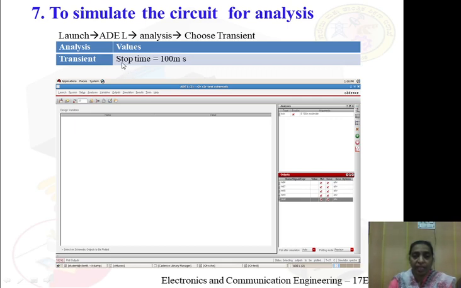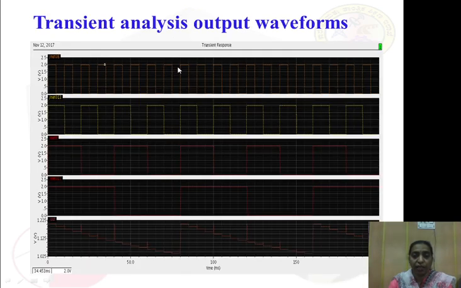For the transient analysis, the stop time is given as 100 milliseconds starting from 0 seconds. The waveforms are observed like this, that is D0, D1, D2 and D3. D0 is given an on and off period equal to 1 second on and 1 second off. D1 is given as 2 seconds, D2 as 4 seconds, and D3 as 16 seconds, that is 8 and 8 seconds. So the step waveform is observed at the output of the transient analysis of the R-2R digital to analog converter.